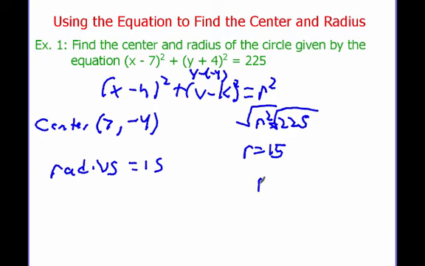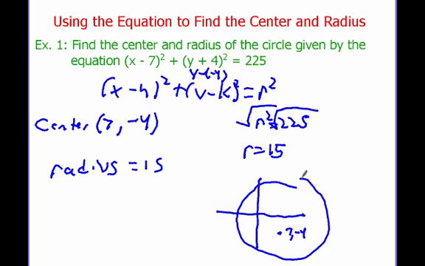So if I drew a circle, bear with me, this is probably going to be a bad circle, I'd have a center at (7, -4). And then if I drew that circle, like I said, bad circle, pretend this is a center, and then drew the radius, I would know that the radius would be 15. So that's how we use the equation to find both the center and the radius.